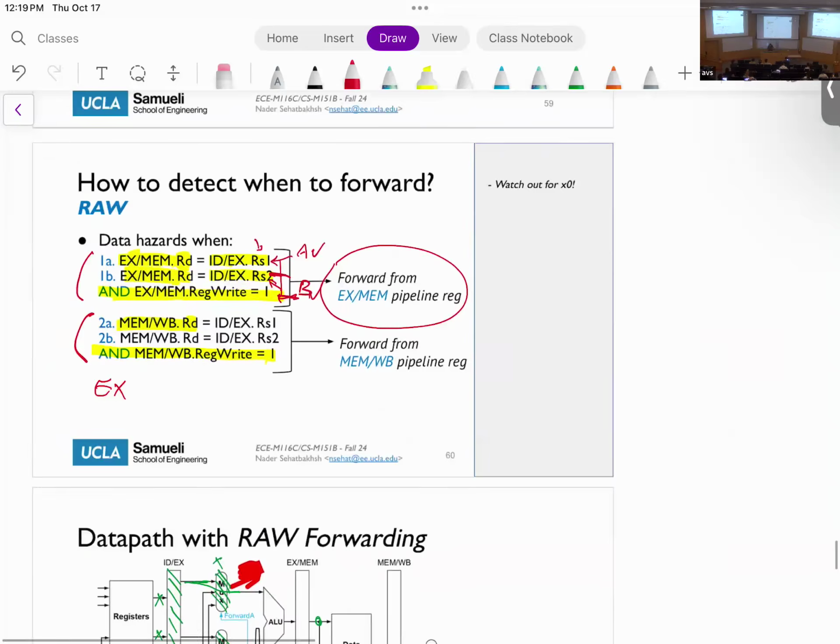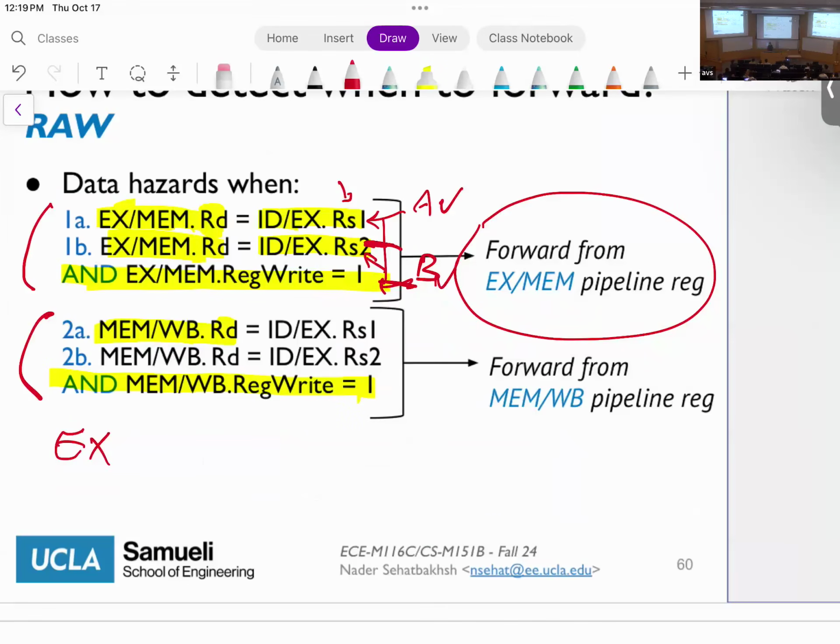Okay? And then one thing to remember is if RD is X0 and RS1 is also X0 or RS2 is X0, you may or may not forward, it doesn't matter. If you forward or don't forward, nothing happens. So you can have an extra check here that if this is equal to X0, don't forward, or you can forward. Again, in either case, nothing happens.